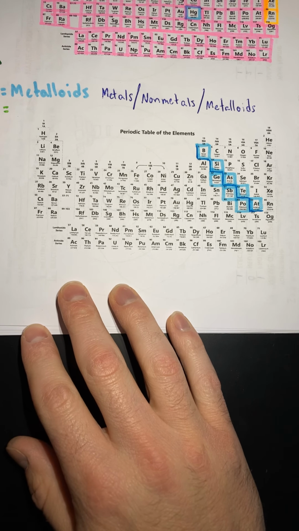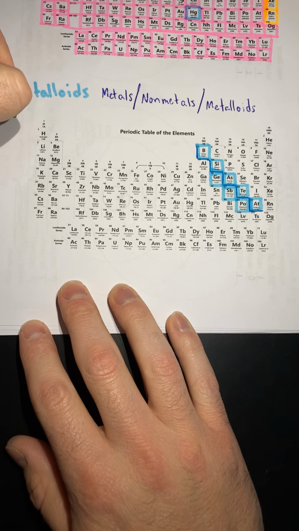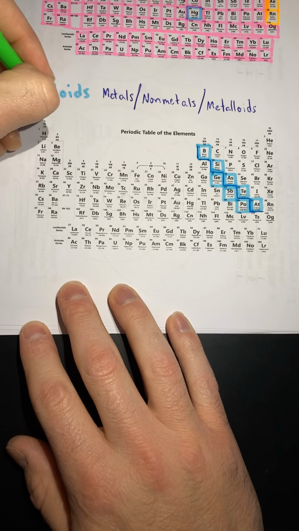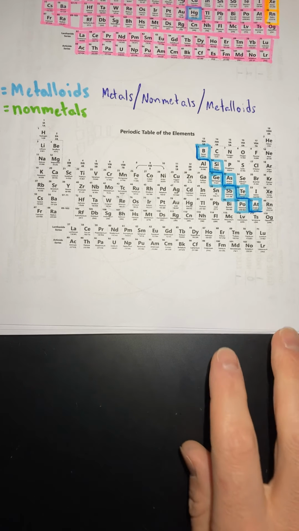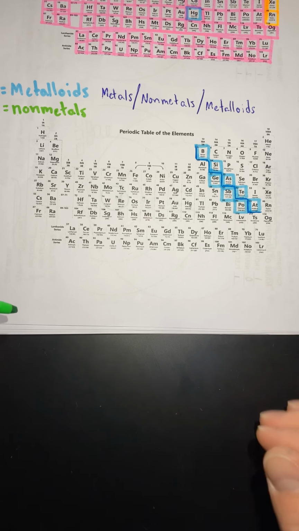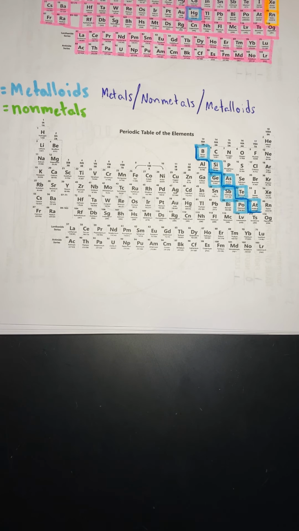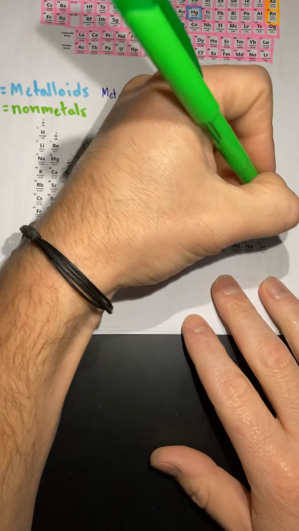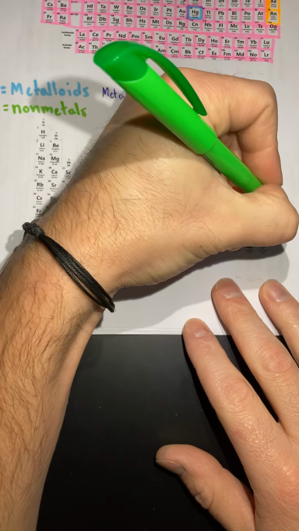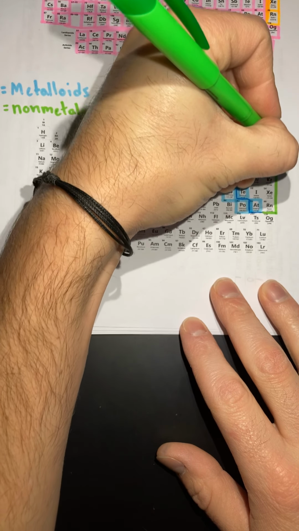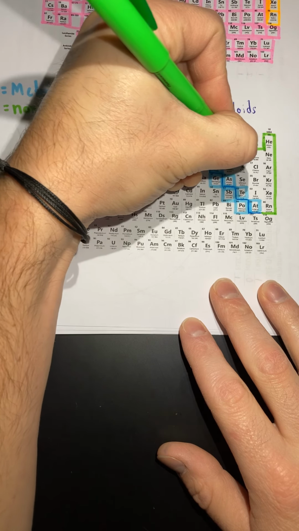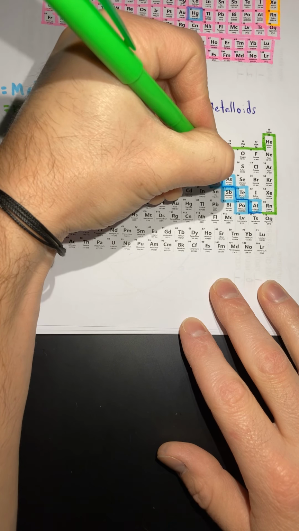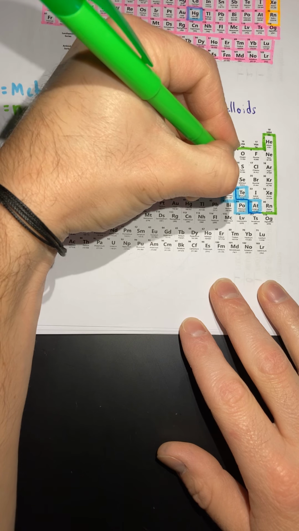Next section I'm going to box in is going to be non-metals. Okay? And these are going to be on the right side. So basically, to the right of the stair step line, you have your non-metals. It's going to start with radon over to the right, and then go up, and then everything to the right of that metalloid section. Those are all non-metals.